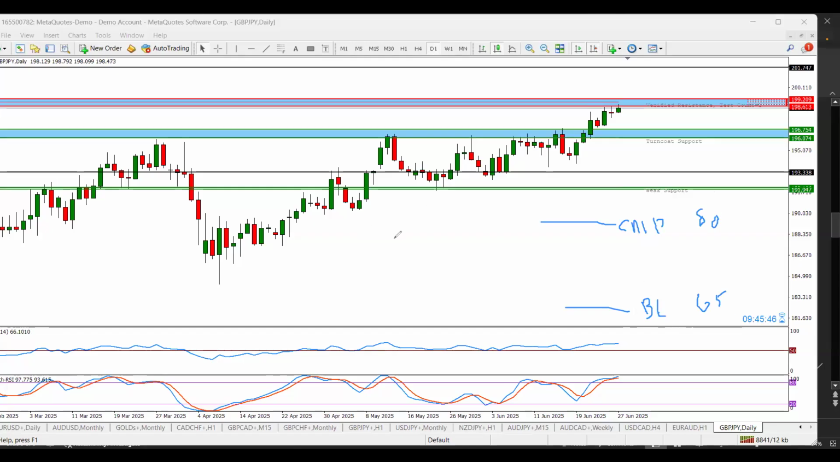Now, this is sell stop. Sorry, this is current market price, and where's sell limit? Sell limit. Okay, this is the current market price, CMP. Price is here.